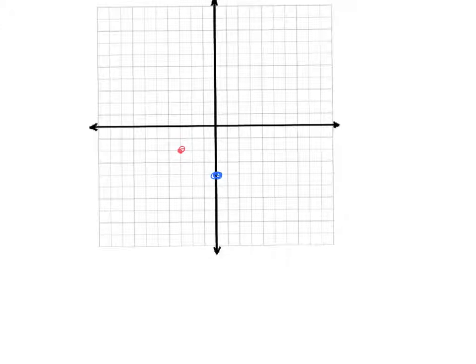And then again, up 2 over 3 will give me a point right here. And that's enough points to draw a line. Just like that. It would be nice if the line actually hit the point though, wouldn't it? That's a little bit better.